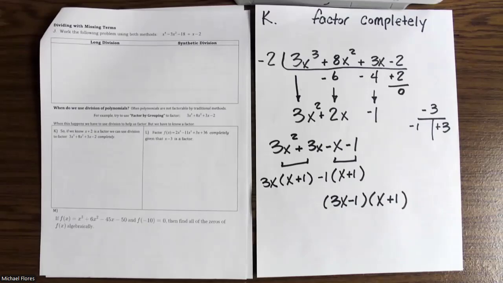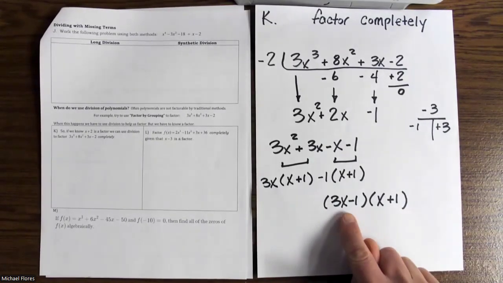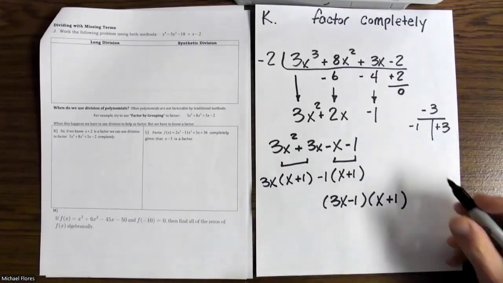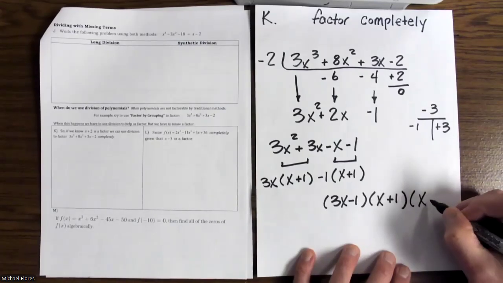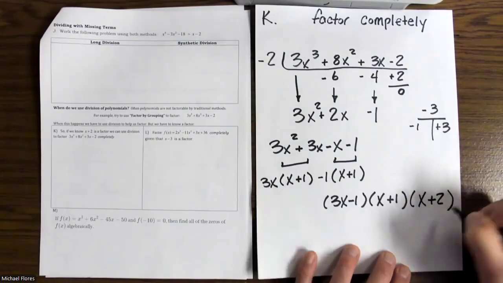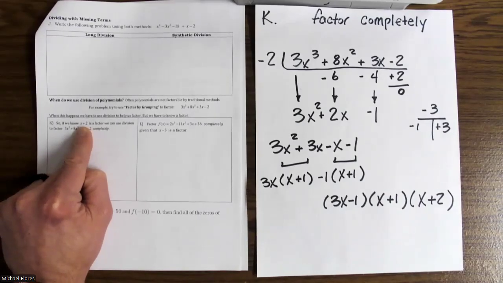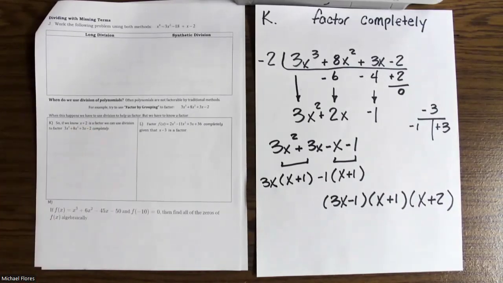Okay, so now we have factored completely. The factors of this polynomial are 3x minus 1, x plus 1, and also x plus 2. It gave us the original factor right there. So we want to make sure and include that in our final answer.